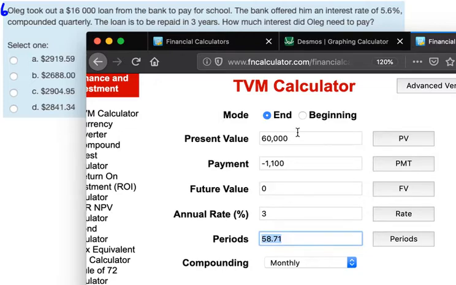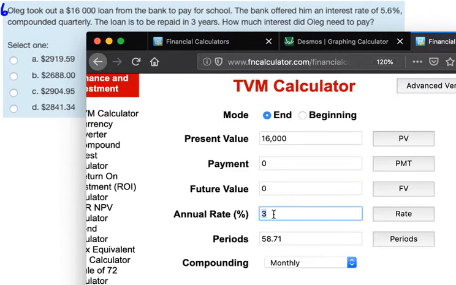we need to start with our loan of $16,000. In this case, we're not making regular payments. We're just going to pay it all off at the end of 3 years. So it's going to be 0 for a payment. At the end, we're going to have $16,000 plus the interest. So this is what we're looking for.